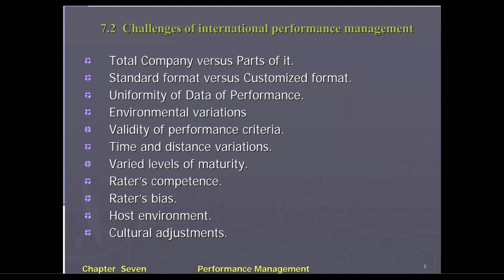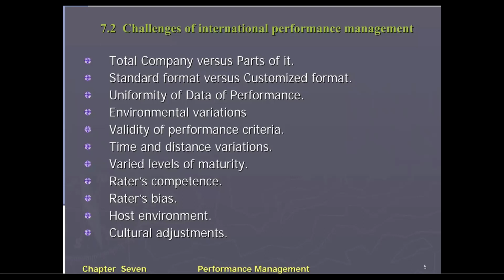Uniformity of the data of performance. For example, definitely we need to evaluate and measure performance through the data. Sometimes you may have heard one particular concept. It's the SMART concept. Actually, this was developed by Microsoft. Our objectives need to be very specific, measurable, achievable, timely, and so on.